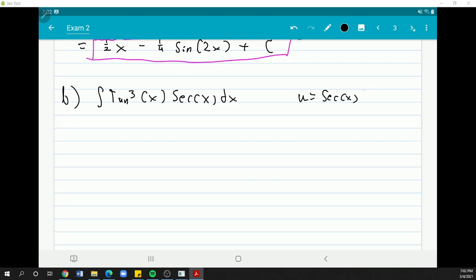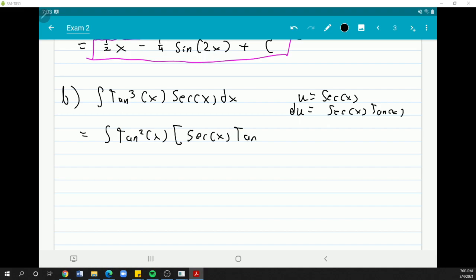And this problem throws a little bit of a wrench into this. Secant x tan x. Because if I pull out a secant x tan x, then I have tangent squared of x times secant x tan of x. So I successfully pulled out the thing that's supposed to be du, but now I don't have any u's.